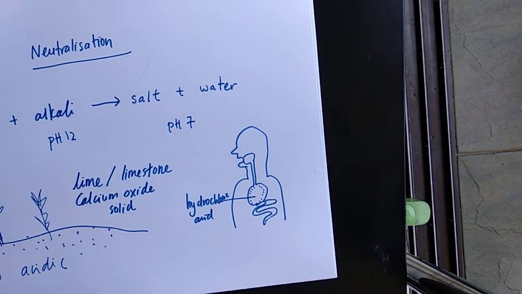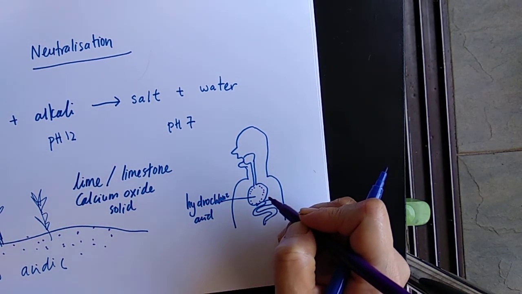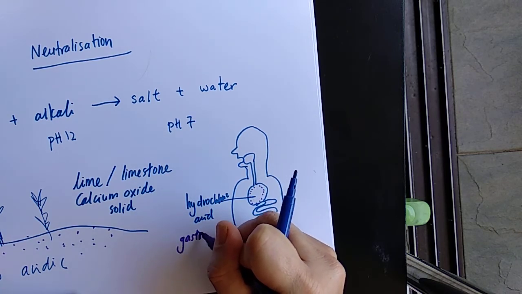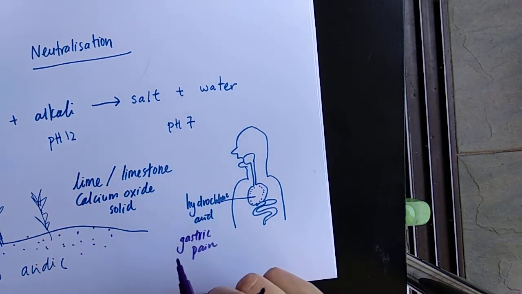But why do we need hydrochloric acid in our stomachs? That is because we need the hydrochloric acid to kill the bacteria that we might have eaten in our food. So what happens is some people have too much hydrochloric acid and therefore they start feeling a burning pain in their stomachs. This is what people usually talk about as gastric pain. Or some people have heartburn.